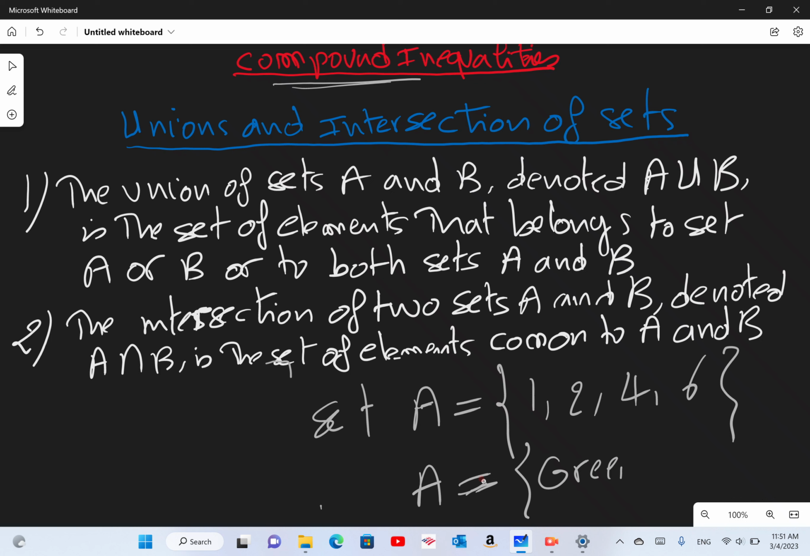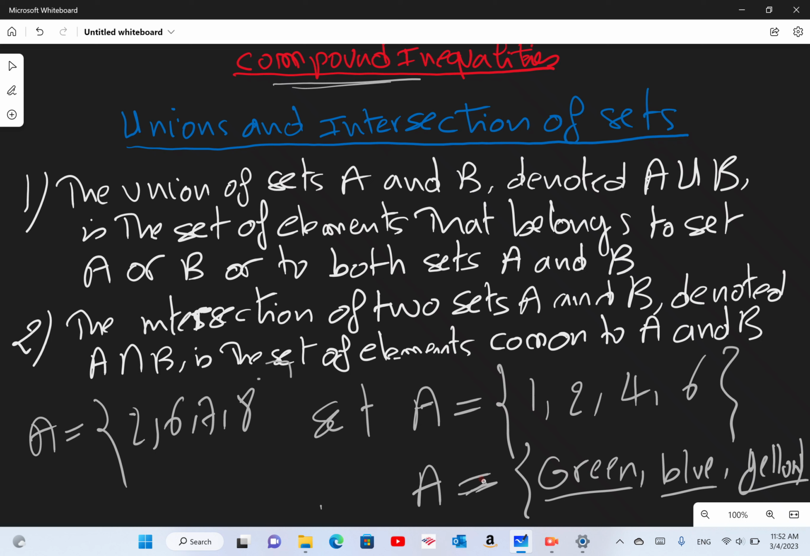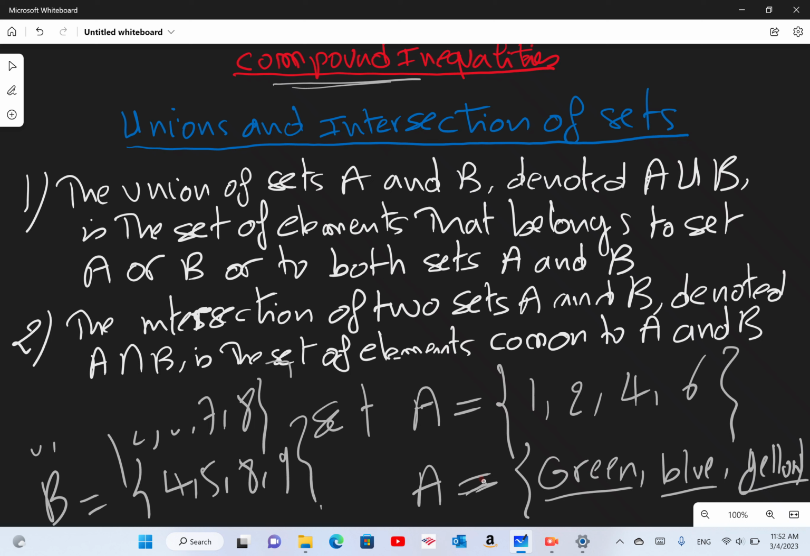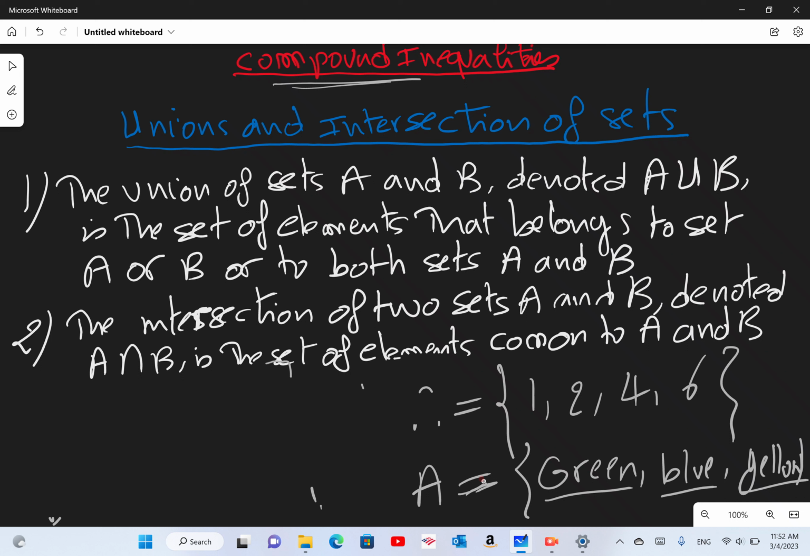Let's say we have green, blue, and yellow. So green, blue, and yellow are members of the set A. Members could be literally anything, but in our case we're just gonna focus on sets that have numbers, like A has 2, 6, 7, 8, and then B has some other numbers like 4, 5, 8, whatever. But members of a set could be literally anything.